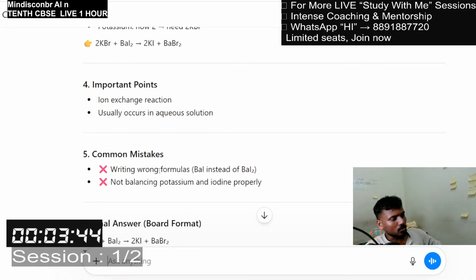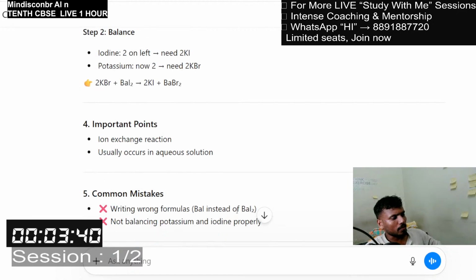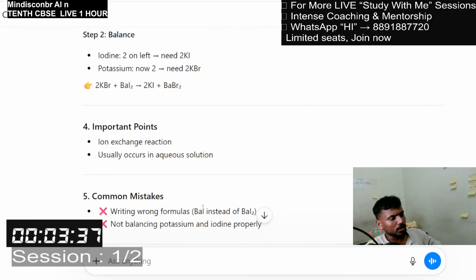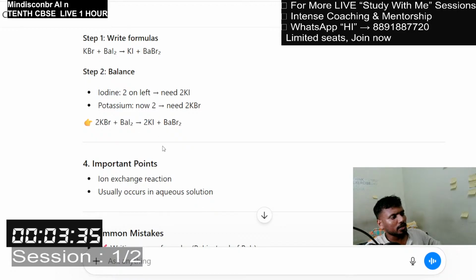Common mistakes: writing wrong formulas. Always remember that potassium iodide is KI, barium bromide is BaBr2, and barium iodide is BaI2.